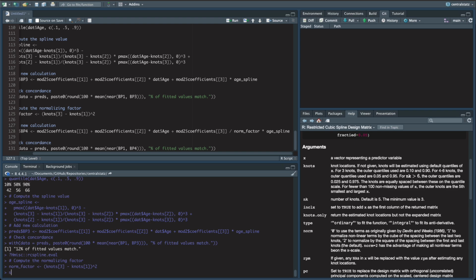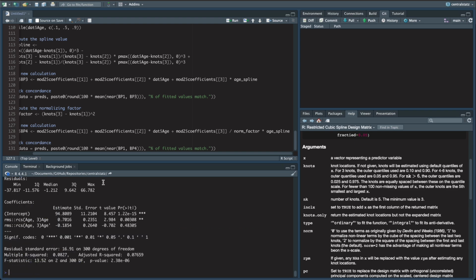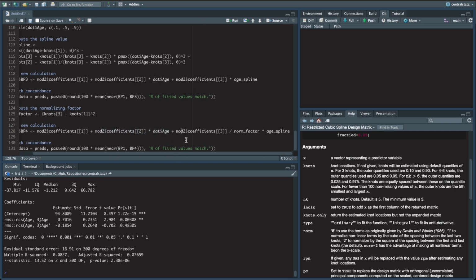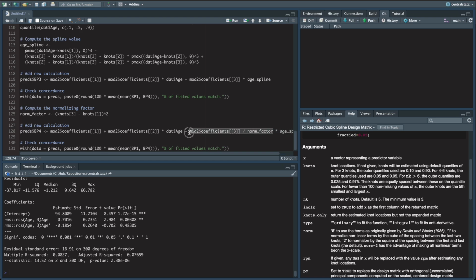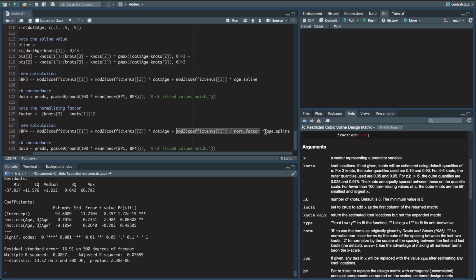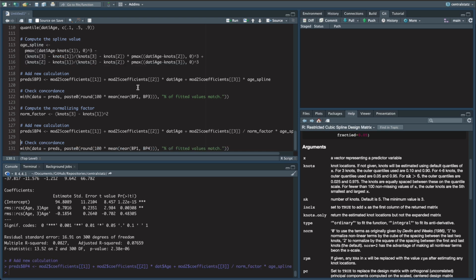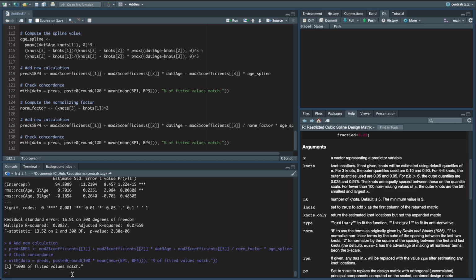So again, if I look at this model again, I'm taking the intercept term, 94.8, plus the first age coefficient, 0.7016 times age, again on the raw age scale, plus the second coefficient, negative 0.1854, and dividing out this normalization factor, and then multiplying it by this age spline term, which again was this complex expression. So if we add that to our data frame, we look, 100% of the fitted values match.